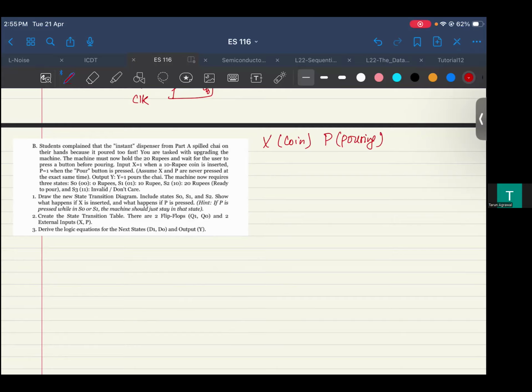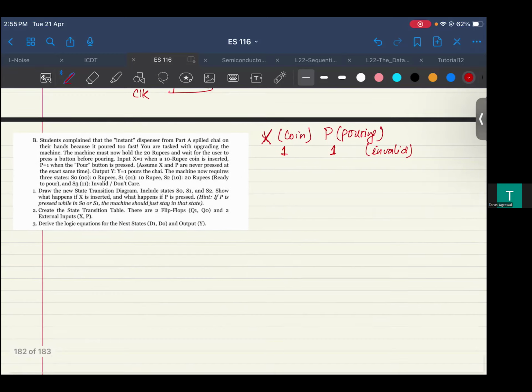And then you see that both, when you're putting, both are not 1 1. So 1 1 is invalid, right? Both are never 1 at the same time, because you are either putting the coin or you're pouring, right? That is the thing which you see.